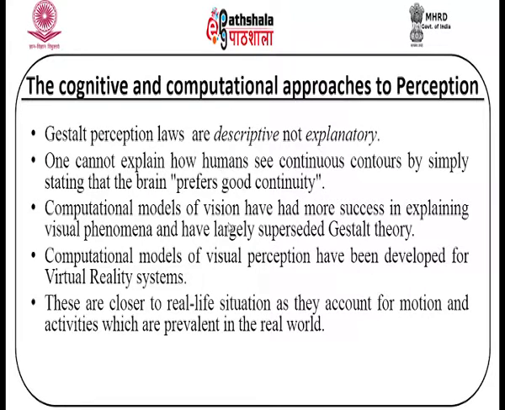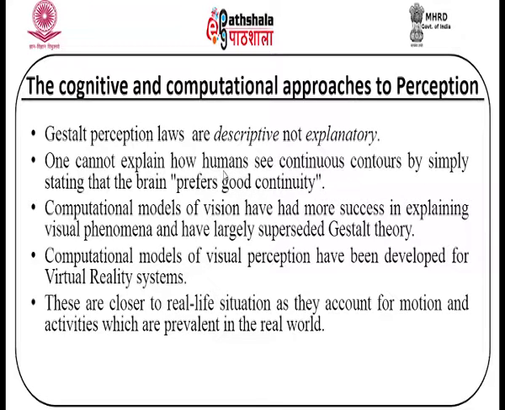If we look at the cognitive and computational approaches to perception, the Gestalt perception laws are usually very descriptive and they are not explanatory as such. One cannot explain how humans see continuous contours by simply stating that the brain prefers good continuity. The computational models of vision have had more success in explaining the visual phenomena and have largely superseded the Gestalt theory.